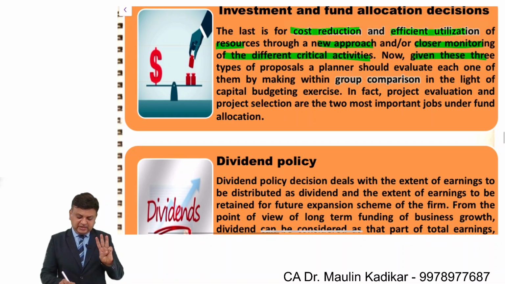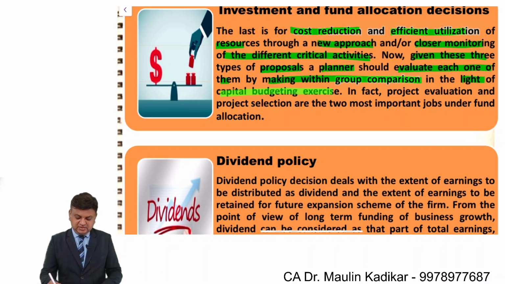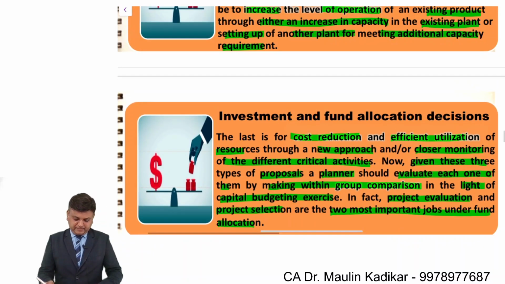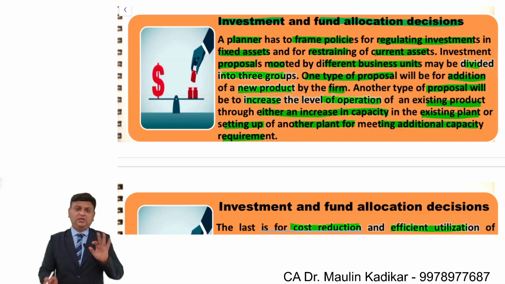Now, given these three types of proposals, a planner should evaluate each one of them by making a within-group comparison. In the light of the capital budgeting exercise, in fact, project evaluation and project selection are the two important jobs under fund allocation. So this is what they have mentioned, that there are three things. One is the expansion of the existing business, one is the addition of a new product, and the third one that they have provided.